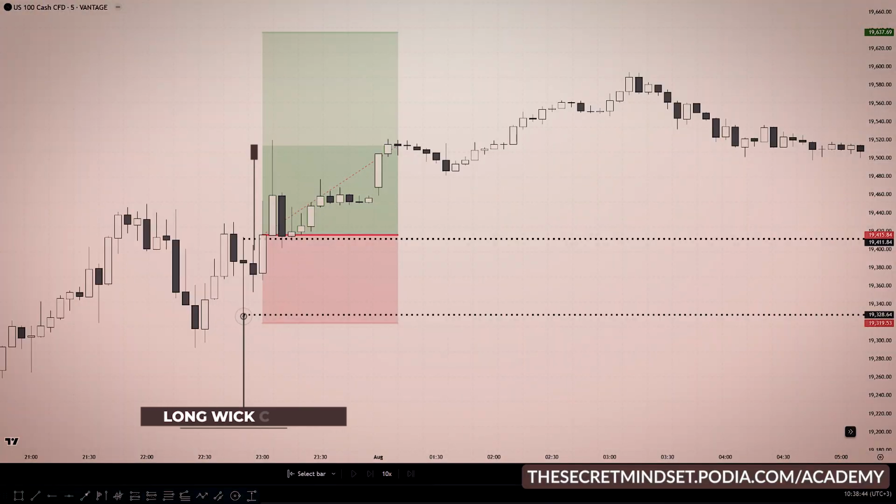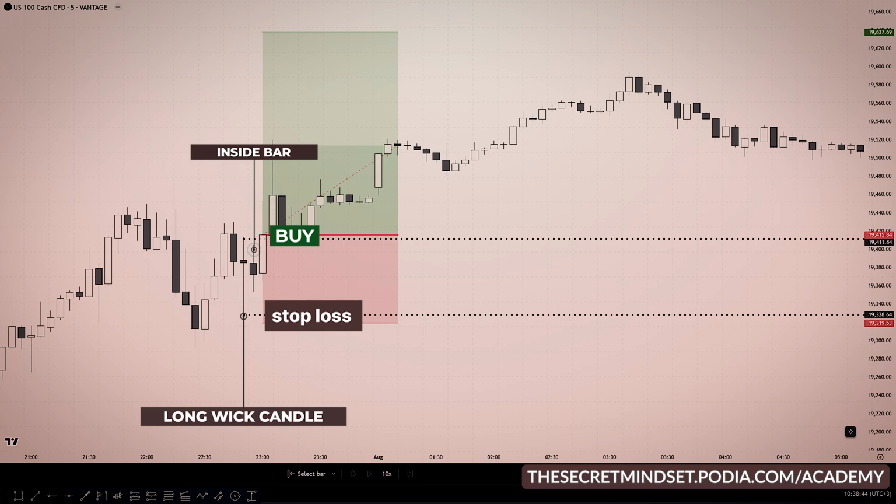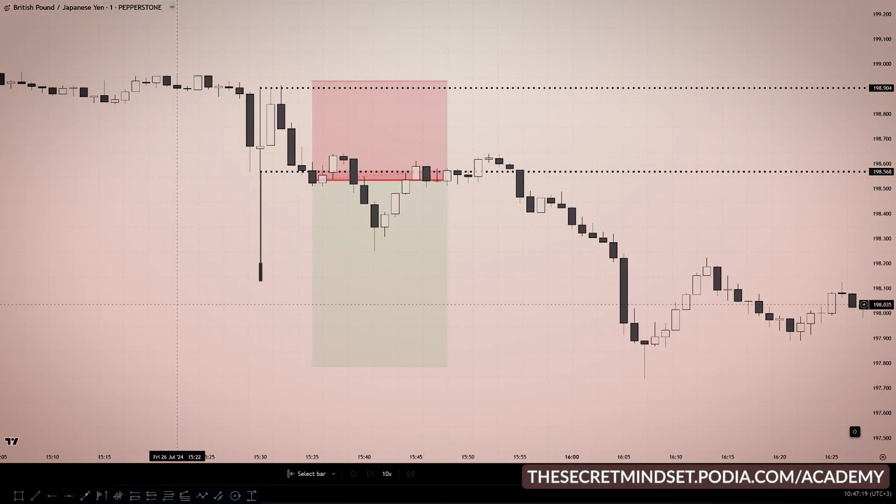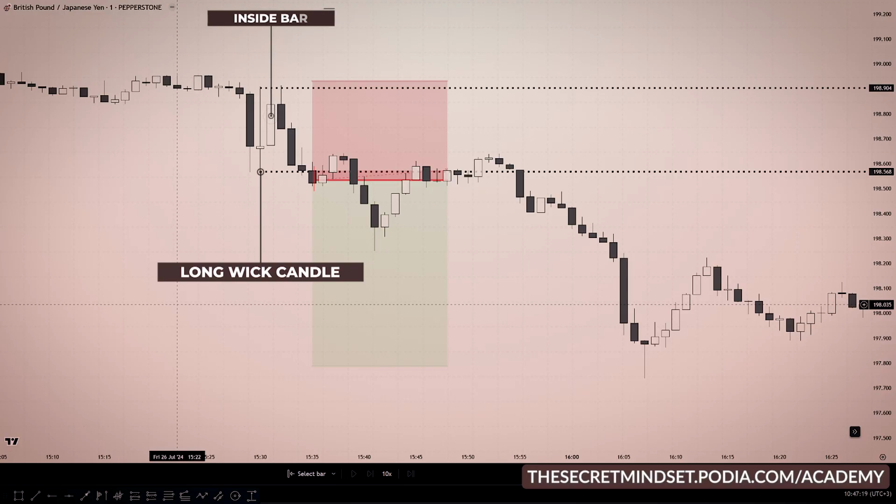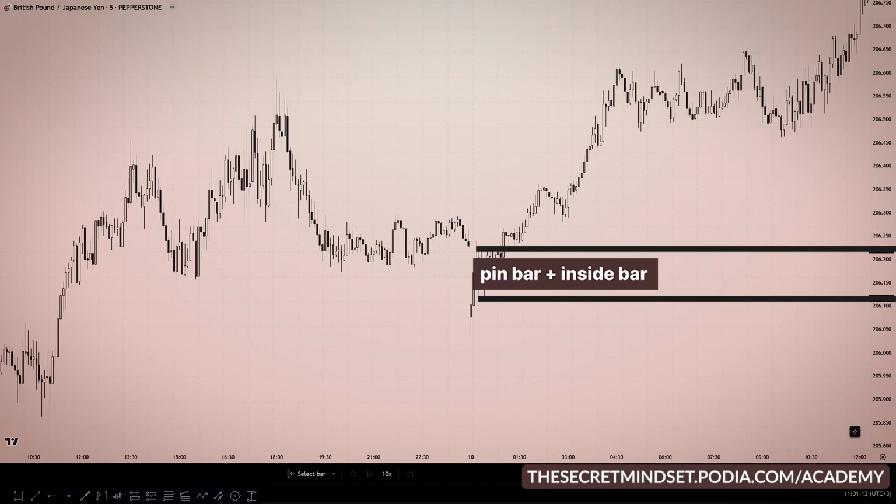For a bullish setup, you enter a buy order just above the high of the pin bar. You place your stop loss just below the low of the wick, and you set your target at the next resistance level. The same for a bearish setup. Enter a sell order just below the low of the pin bar. You place your stop loss just above the high of the wick, and you take profit at the next support level. And here are some extra tips to make this scalping setup even better.